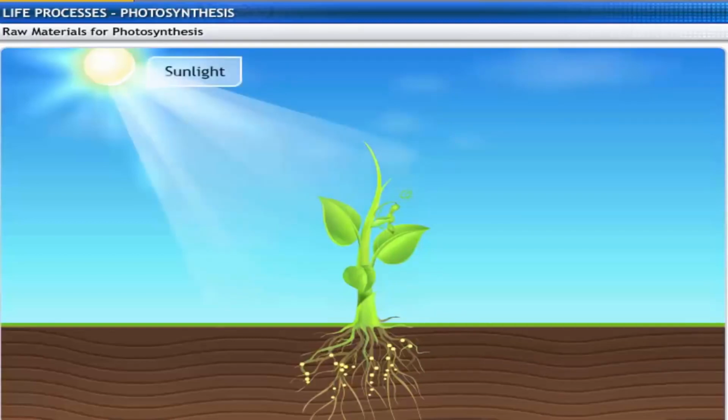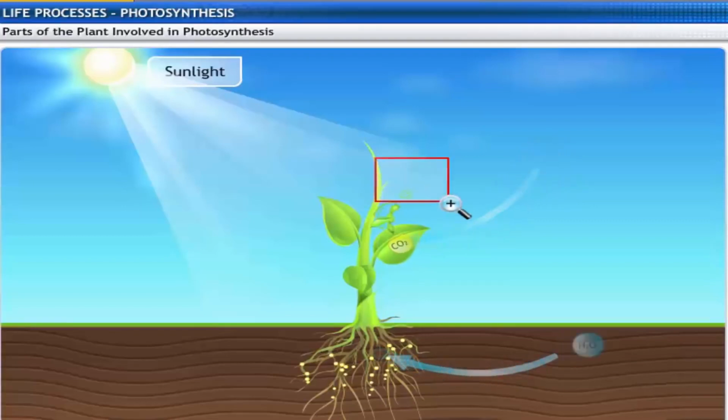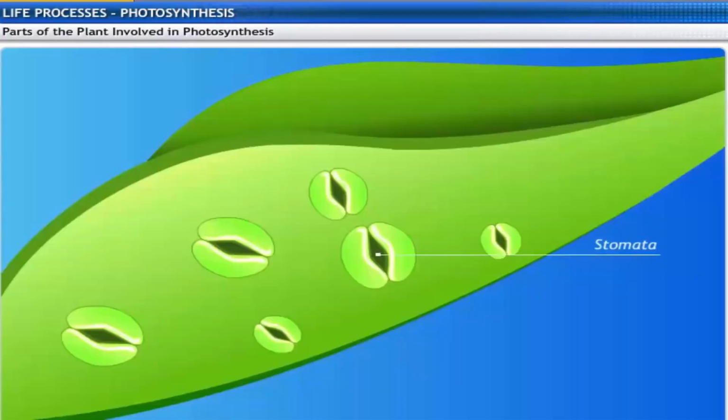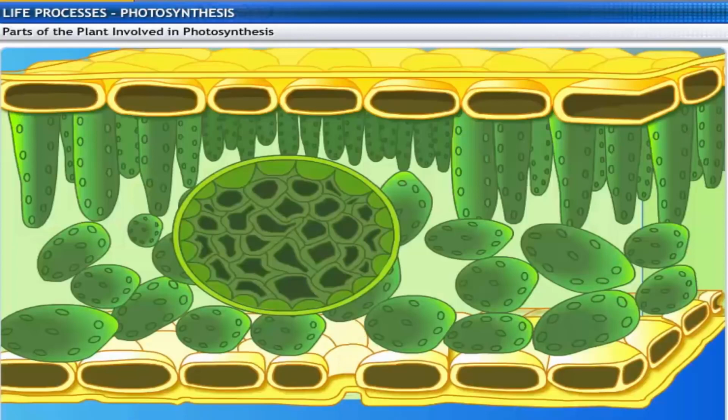Sunlight acts as a source of energy. Carbon dioxide is obtained from the atmosphere. Water is absorbed from the soil by the roots of plants. Leaves have tiny pores on their surface called stomata. Stomata let in the carbon dioxide from the atmosphere. The carbon dioxide then diffuses into cell organelles called chloroplasts, which carry out photosynthesis.